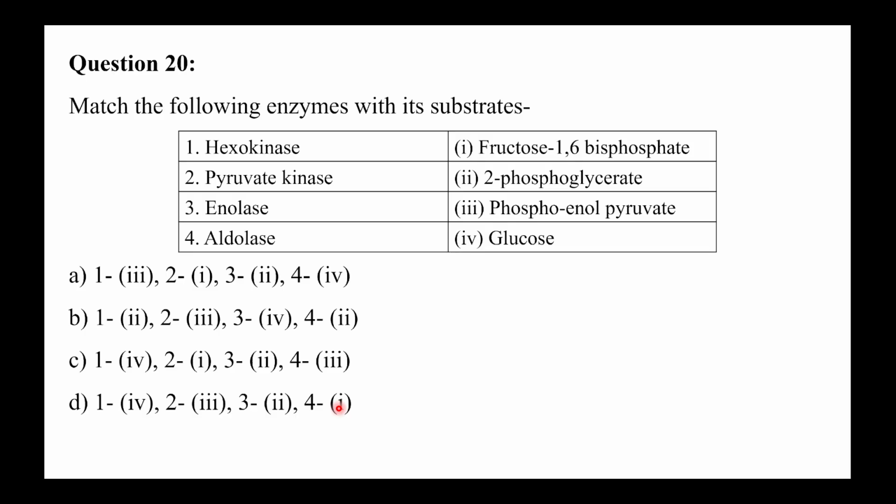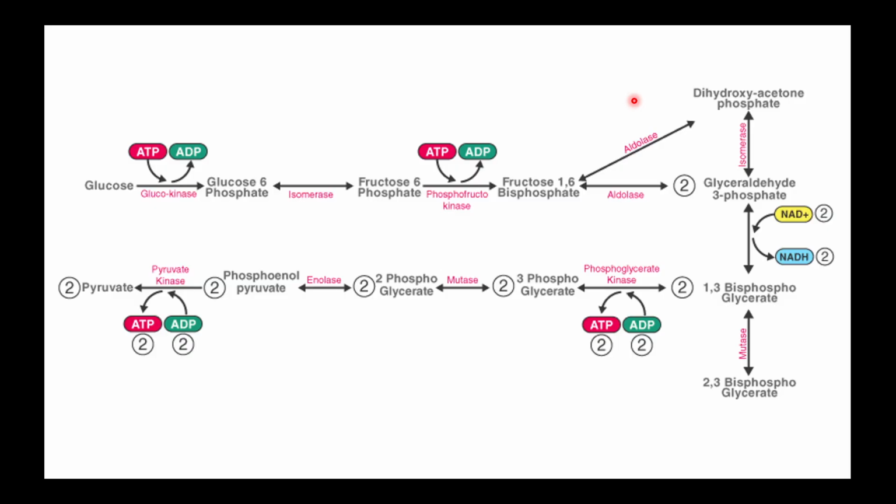Enolase, 2 phosphoglycerate is converted into phosphoenol pyruvate. And then aldolase, the substrate is fructose 1,6 bisphosphate, where it is broken down into two molecules: dihydroxyacetone phosphate and glyceraldehyde 3 phosphate. Okay, so option D is the correct answer. So all of you have answered. Very good. So again, we have discussed this. I have just added it for your reference.